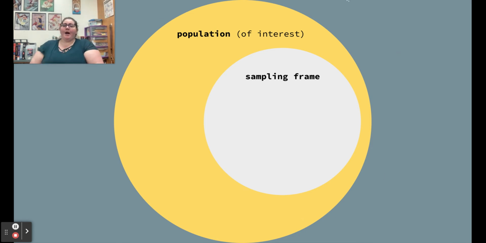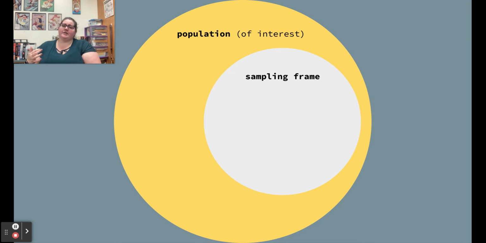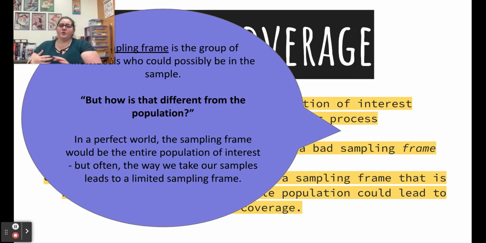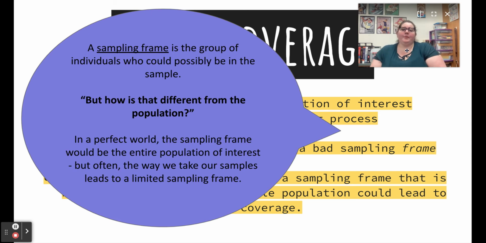So even though the population of interest was this entire space that's yellow, we only took our sample from this section that is white. And then of course our sample is just going to be part of that. So now we have this. That's kind of a way to look at the population versus the sampling frame. In a perfect world, the sampling frame would be the entire population of interest. That should be what happens, but it doesn't always work out that way.